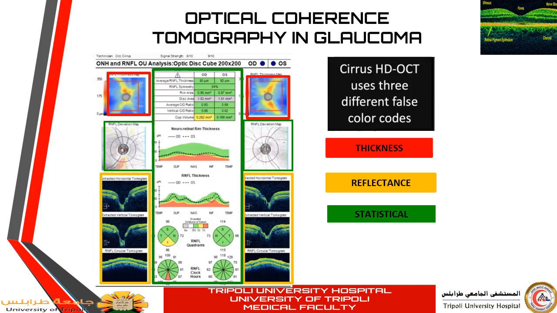Green indicates normality, and as there is a deviation beyond the normal range, you will find the yellow and then the red. Now, the important thing is that you notice the thickness map or the pachymetry map has an opposite color code as compared to the statistical maps, that is, the deviation map. This is very important so as not to misinterpret the color code. In the thickness map, the hot color is red, and red indicates normal. However, in the deviation map, red indicates abnormality.